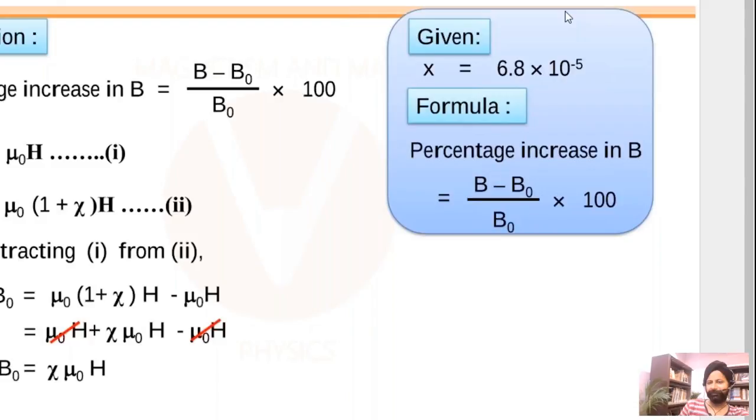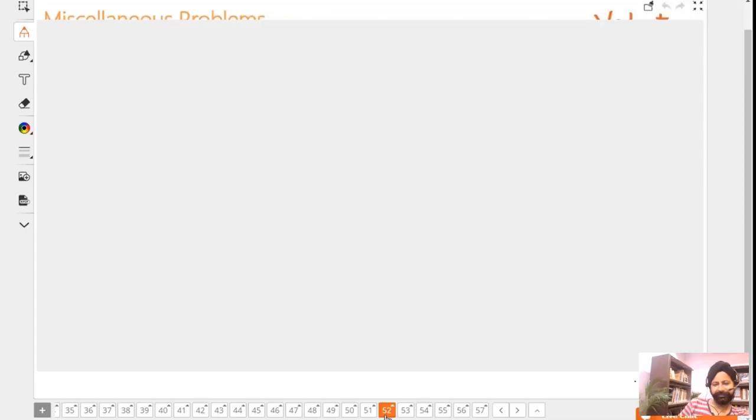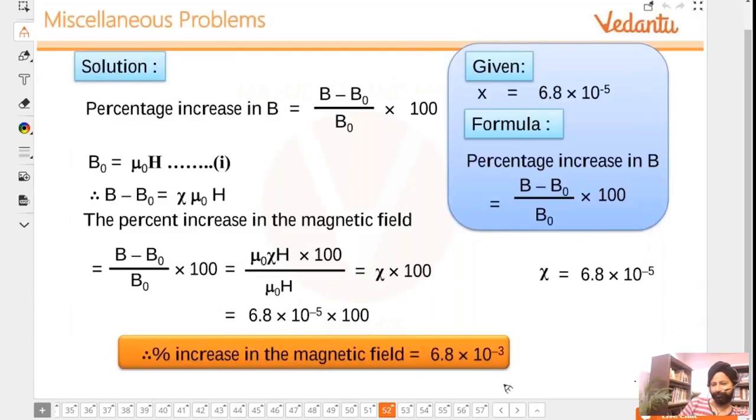Atri, I don't know why you were not getting it right before, but then you got it actually later on. So now let's see, this is the next page. 6.8 times 10 to the power minus 3. That's your answer.